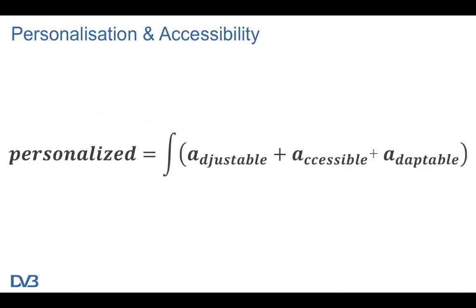So let's get on to those other ones, because immersion's kind of taken as a given. We're building on what high definition can do. But what about personalization and accessibility? One of my colleagues here was very keen to express this as an equation, and this is what that equation might look like. It brings all of these capacities together as personalization. So you can adjust it, you can make it accessible, and you can adapt it for the environment in which you find yourself.